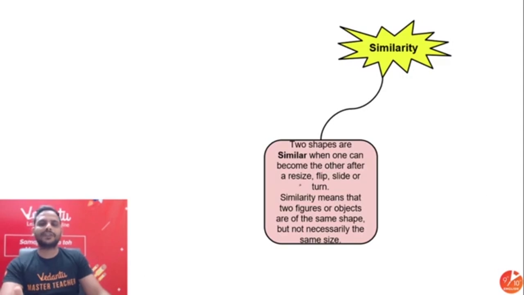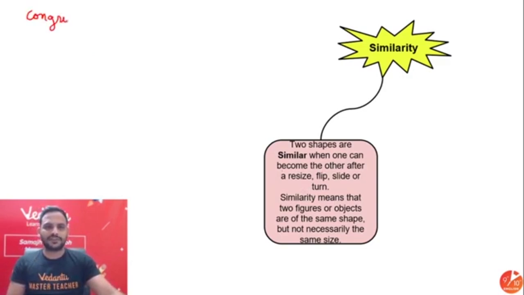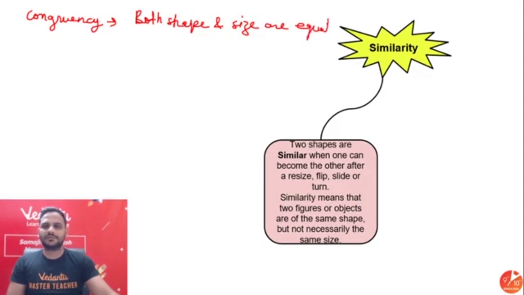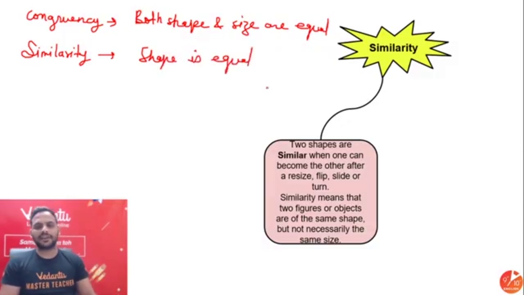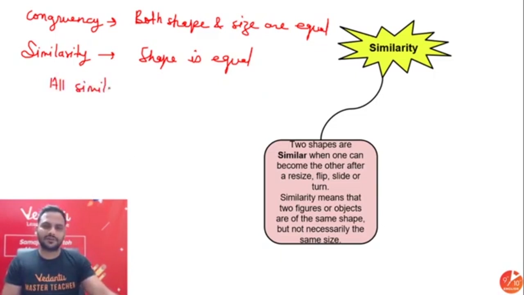So first is when two shapes are similar. See, there's a difference. When I talk about congruency, I want both shape and size to be equal. But when I talk about similarity, I want shape to be equal. I don't even care about size. If size is equal, let it be. If it is not equal, let it be. Don't care.